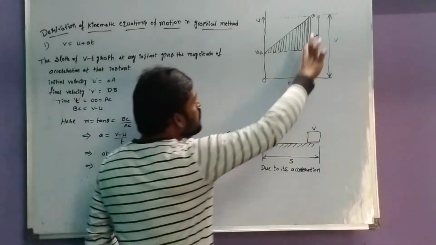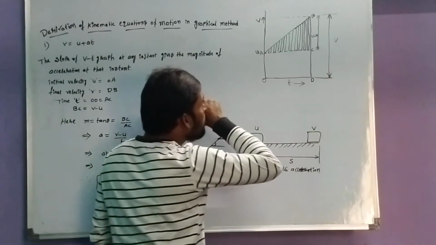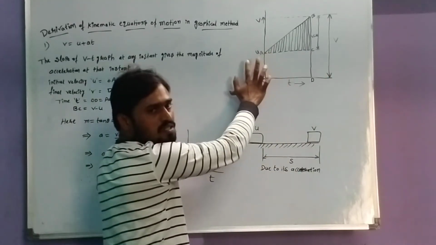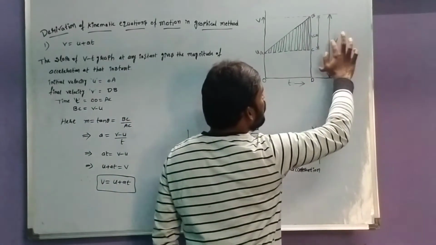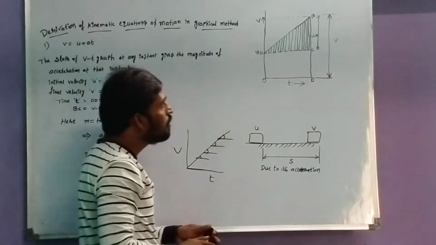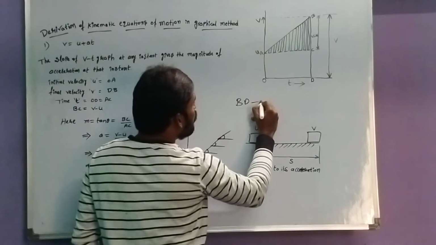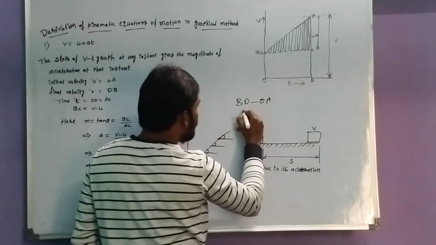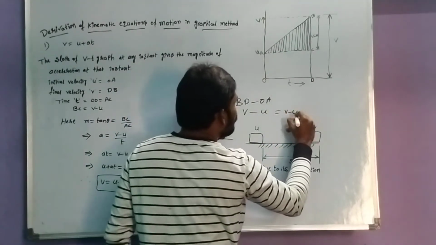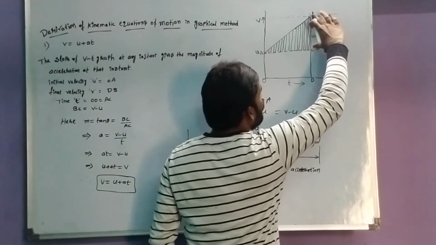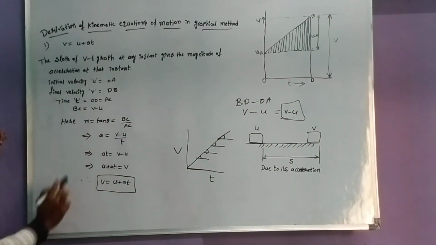Now we want only BC. This much distance, from D to B, is total v. From O to A, this is u. We want only this part. How can you get it? BD minus OA. What is BD? That is v. Minus what is OA? u. That is equal to v minus u. Only this part you get, v minus u. Here BC is equal to v minus u.